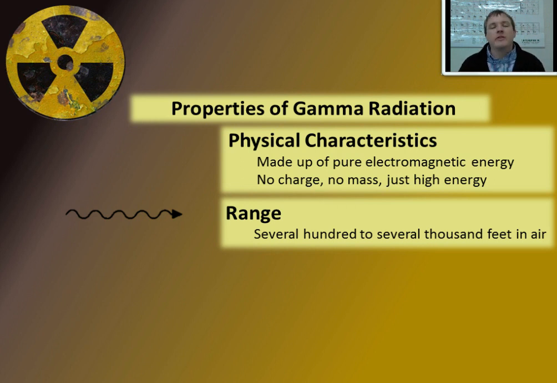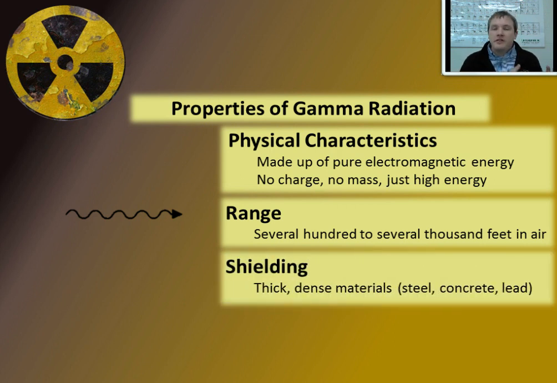However, you may remember with neutron radiation that there is such a thing as slow-moving neutrons and fast-moving neutrons. With all gamma radiation, all of it moves at the speed of light, and therefore you don't need a multi-layered shield like you did with neutron radiation. You just need thick, dense materials like steel, concrete, and lead to protect yourself against gamma radiation.